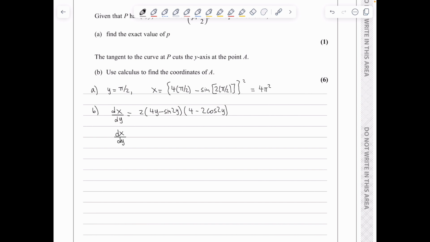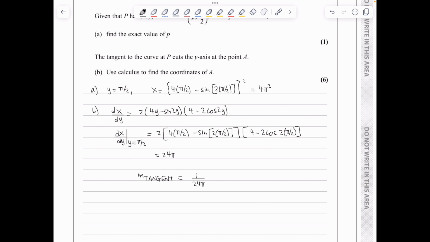So dx/dy when y is pi over 2 will be found by substituting y with the value of pi over 2. So we're looking at 2 times 4 pi over 2 minus sine of 2 times pi over 2, and the second bracket is 4 minus 2 cos of 2 times pi over 2. Well, this gives an answer of 24 pi, and to find the gradient of the tangent, all we need to do is take the reciprocal of dx/dy, because the gradient of the tangent is given by dy/dx. So this is going to be 1 over 24 pi.